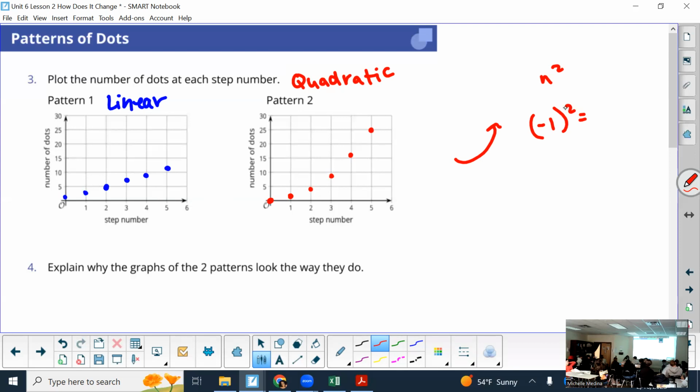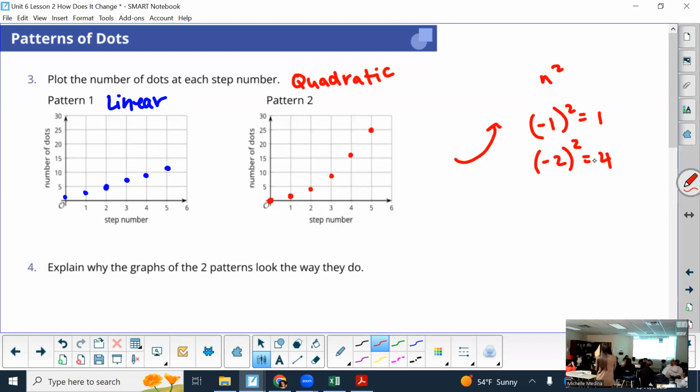Remember, exponents tell you to multiply the base by itself. So what's -1 times -1? +1. You should never be able to square something and get a negative, by the way. Make sure if you're using a calculator that you put the number in parentheses. -4 squared. What's -2 squared?